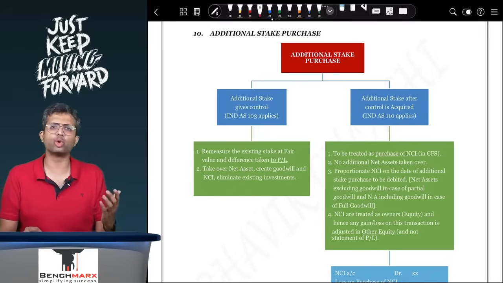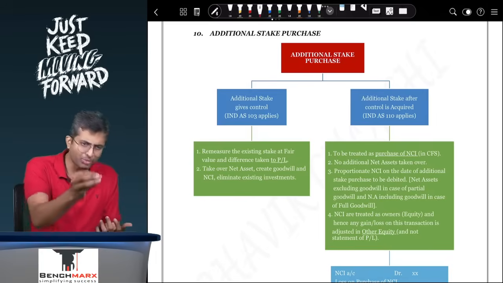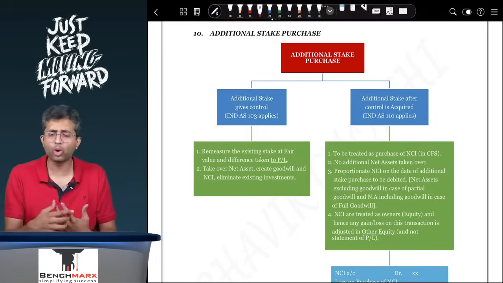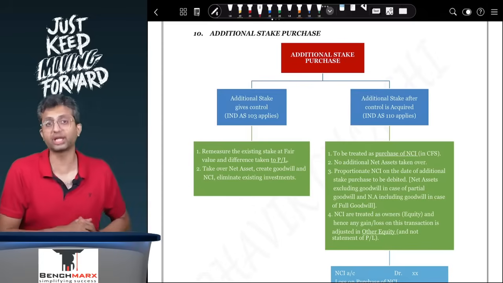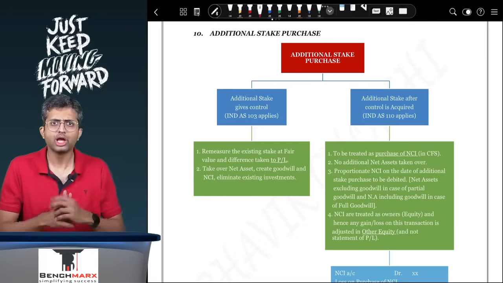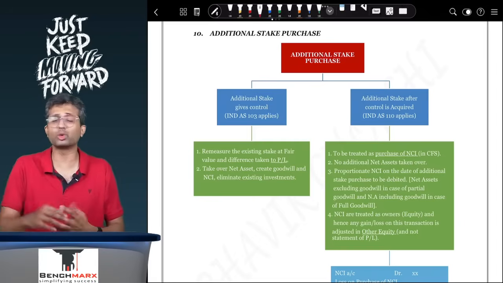Well, NCI over here will be debited to bank. Whatever you are paying will be credited in the CFS. Where will the balancing figure go? The balancing figure has to go to other equity. Remember, don't take it to the statement of profit and loss account. Don't take it to goodwill. Students will say we take it to goodwill because you are acquiring a 20% additional stake.